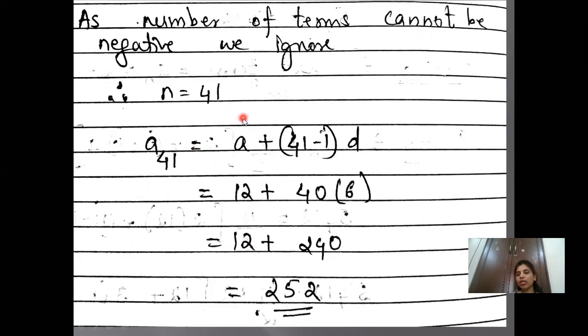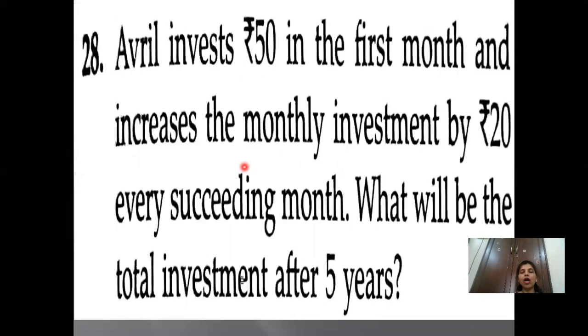Once we know the number of terms, we know that the last term is the 41st term, and that is how we find the value, by substituting. I hope this is clear. Thank you, children. Now after that, we'll go to the 28th sum.